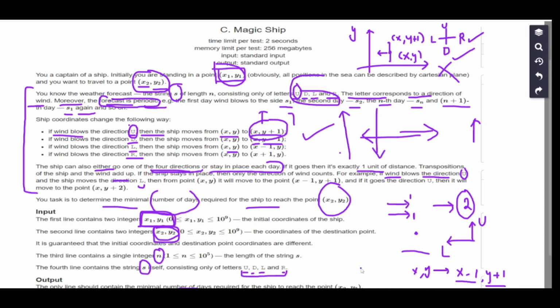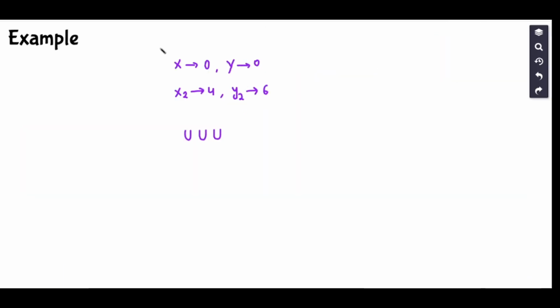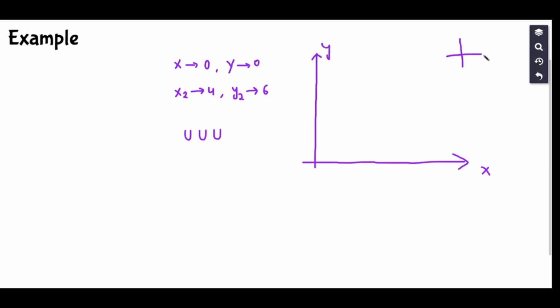Let's better understand the problem statement using an example. So we have our initial coordinates as 0, 0. We have our final coordinates to be 4, 6. Let's plot these coordinates over a Cartesian plane. So this is our Cartesian plane. This is x direction, this is y direction, and this is the navigation according to which the ship will move: up, down, left and right.